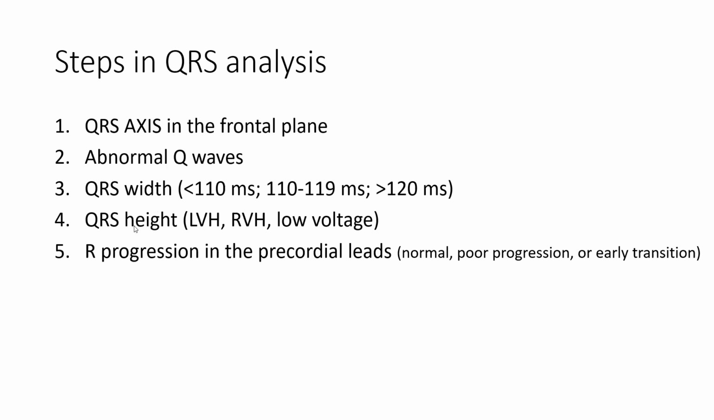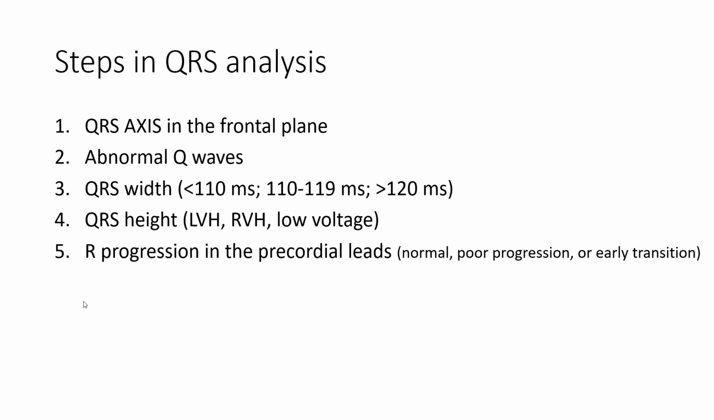Then I look at QRS height for LVH, RVH, or low voltage. Then, importantly, I look at R wave progression in the precordial leads, whether it's normal, poor R wave progression, or early R wave transition. There are a lot of specific and stylish tips to each one of those, and I will try to discuss those via case learning.